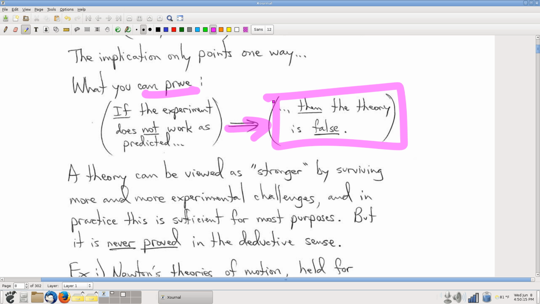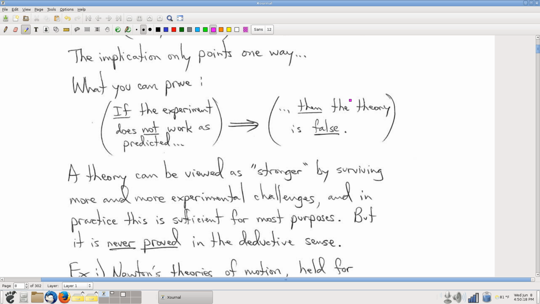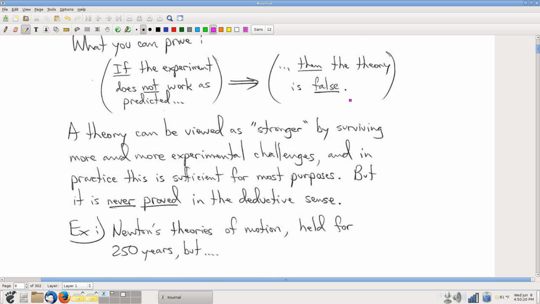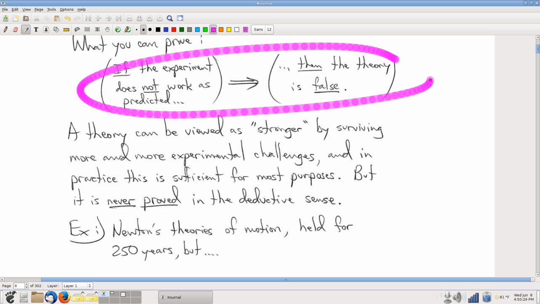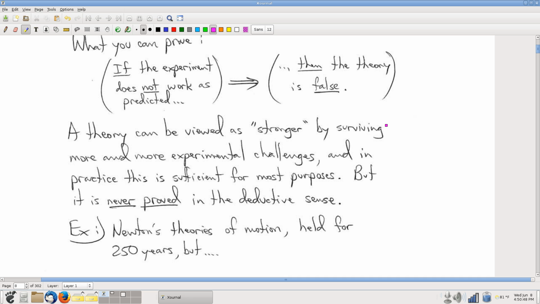So how do you actually make any progress in science? Well, while you can't deductively prove them, what you can do is view them as being stronger by surviving more and more experimental challenges, right? So the idea is every time you do an experiment, there's the possibility that that experiment will prove the theory false, right? And so the more times that the experiment does work as predicted, and by more times I mean the more different ways, the more different tests of the theory that the theory survives, right, then the more likely it seems that the theory might be true.